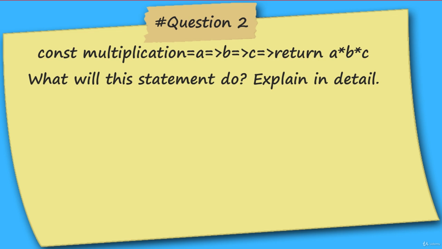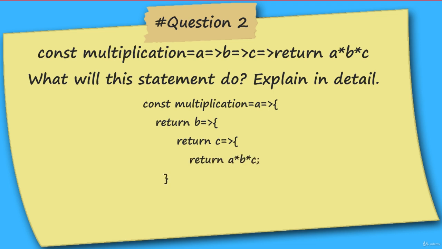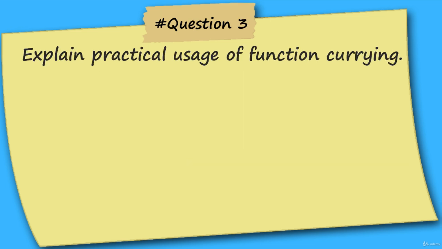The second question is, what will this statement do? Explain in detail. So when you see this statement, it means you have one main function, then an inner function, and inside that you have one more inner function like this, and that has a return statement. So in a way, this is function currying only, right? But with one more inner function than we saw earlier, and it is going to return the multiplication of whatever value you pass. The third question is, explain practical usage of function currying.